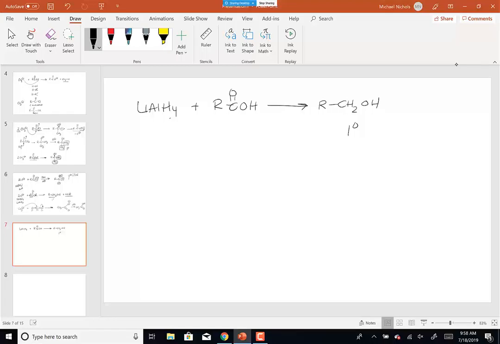Does that make sense? I mean, we need some problems, obviously. What about the other topics? Because that was just the first group for today. What was the other group? Oh, epoxide ring opening.